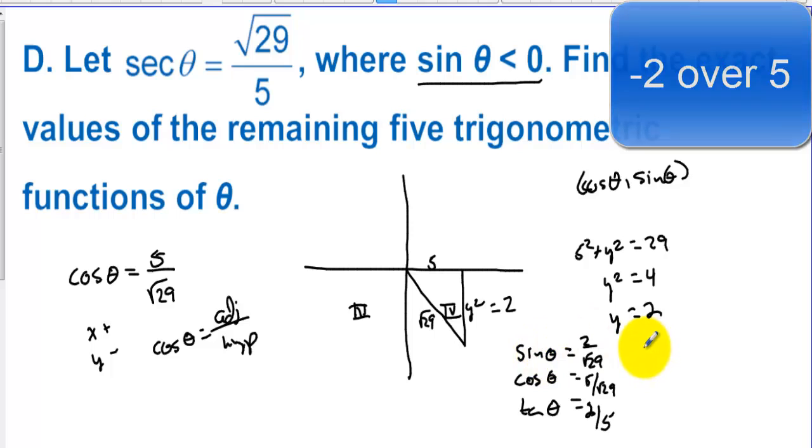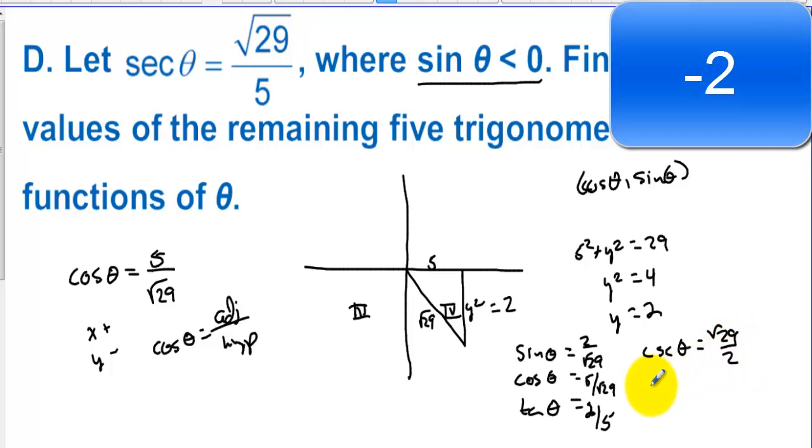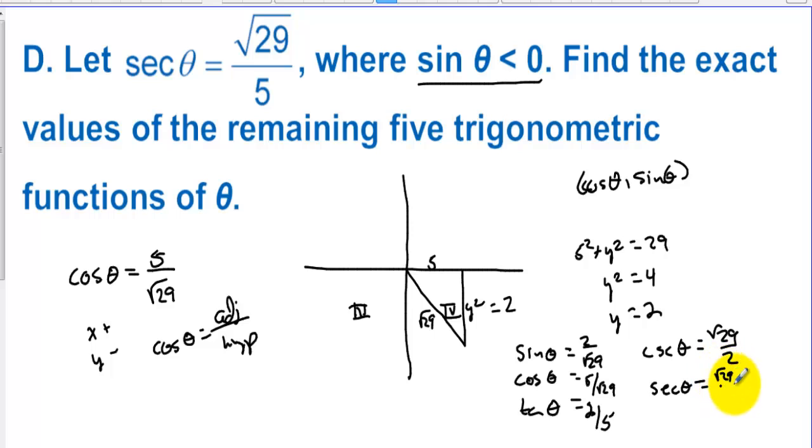Well, the reciprocal of sine is cosecant. So cosecant is √29 over 2. Secant of theta is going to be √29 over 5, and then cotangent is going to be 5/2.